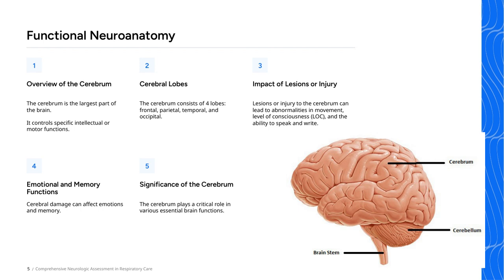Now, the cerebrum is divided into 4 main lobes: the frontal, parietal, temporal, and occipital lobes. Each of these has specialized functions that contribute to our overall cognitive and motor abilities. And of course, it's the largest part of the brain controlling specific intellectual and motor functions that are fundamental to our interaction with the world. Understanding these aspects of the cerebrum helps us better assess and manage neurological issues in respiratory care and beyond.